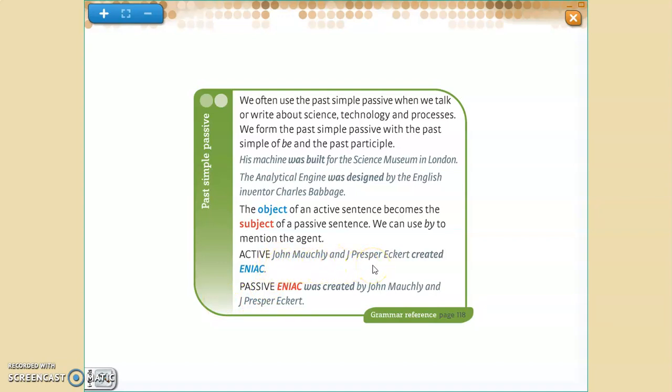This is the subject. Then we have a verb, in this case a transitive verb, because the action is for ENIAC, right? Not for the subject. And if you have these three elements, as we said before, the subject, the verb, and the object, you can express the same idea, the same information using the passive. ENIAC was created by John Muckley and J. Prosper Eckert.